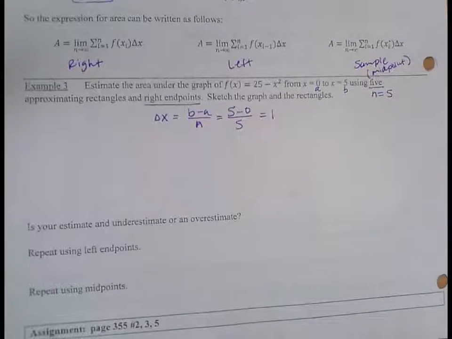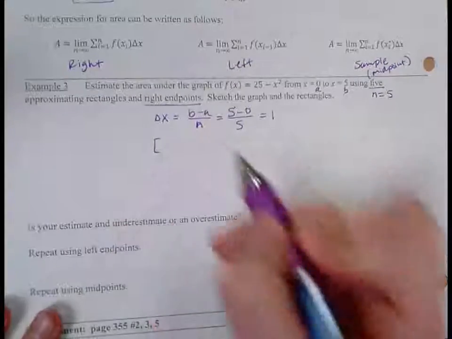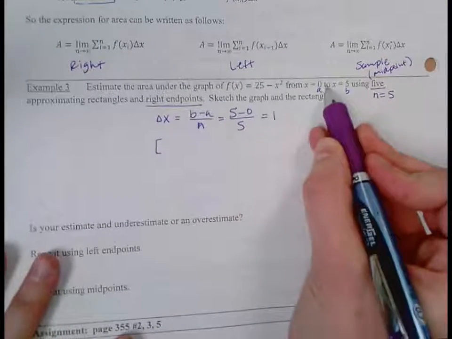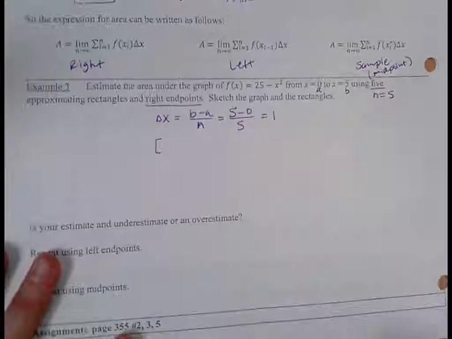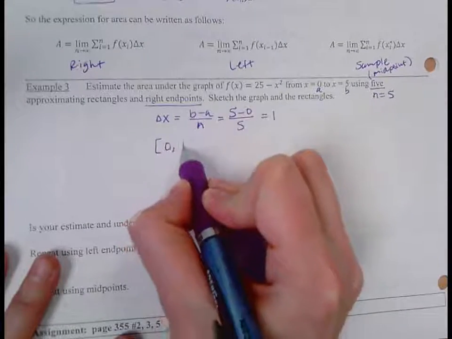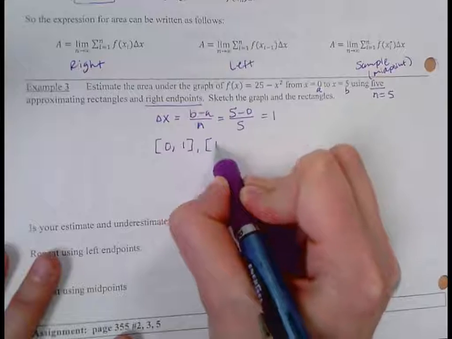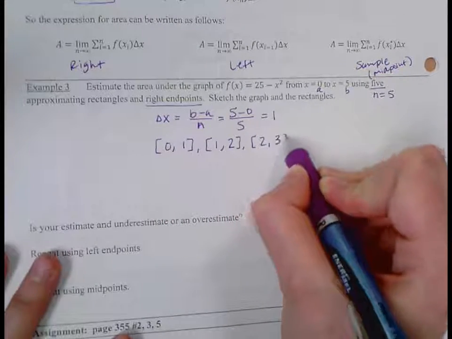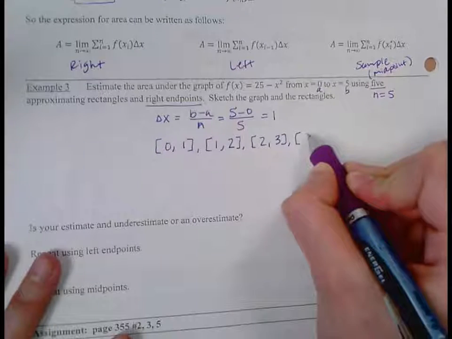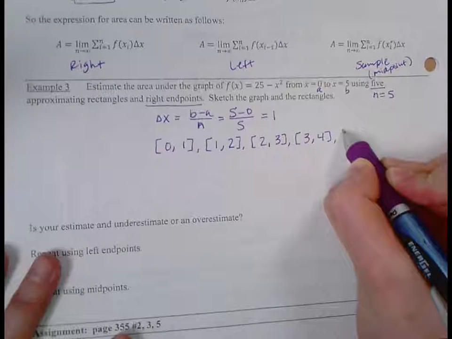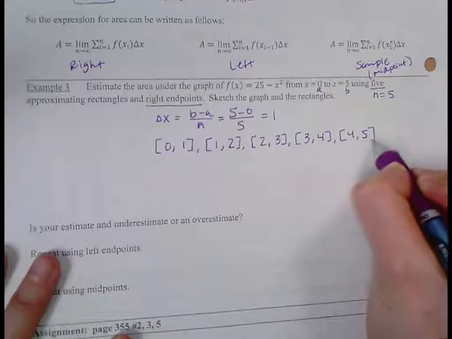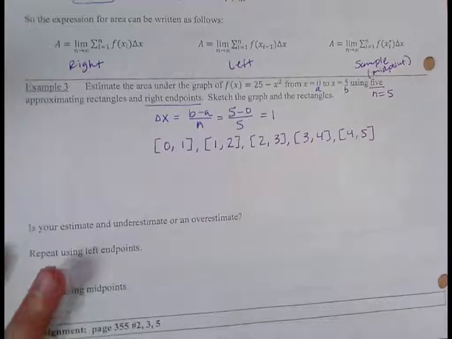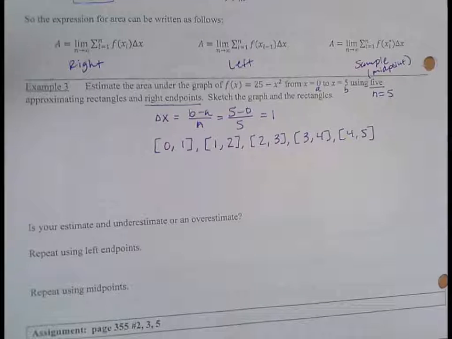Then I find it helpful to actually write out what my intervals are. So my first interval, I'm starting with 0 and I have a width of 1. So my first interval goes from 0 to 1. Second one is from 1 to 2. Third is from 2 to 3. Fourth is from 3 to 4. Fifth is from 4 to 5. And however many intervals you have should equal n. If I'm dividing it into 5 rectangles, I should have 5 intervals.